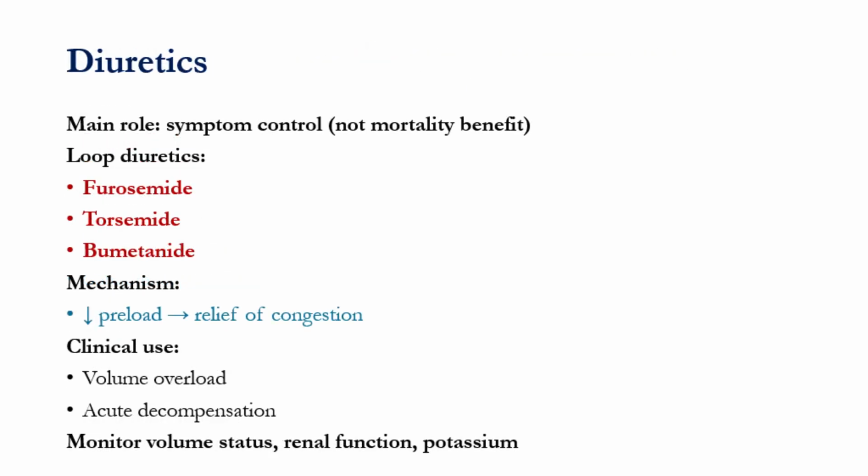Unlike the 4 foundational therapies, diuretics primarily provide symptomatic relief rather than mortality benefit. Loop diuretics, such as furosemide and torsemide, reduce preload and rapidly relieve congestion. They are especially important in patients with pulmonary edema, peripheral edema, or acute decompensated heart failure.